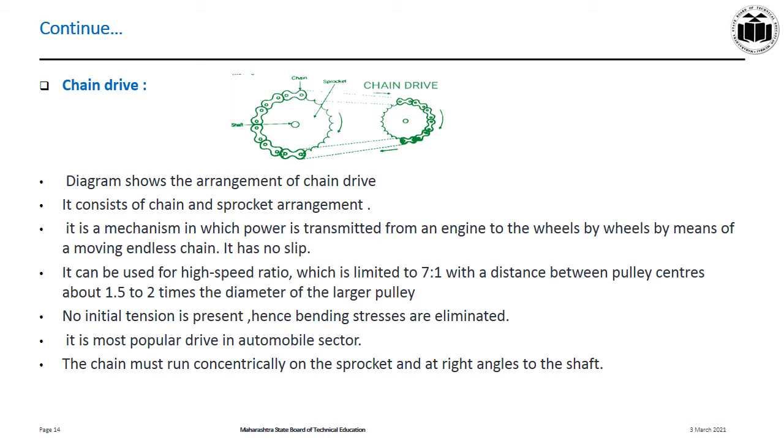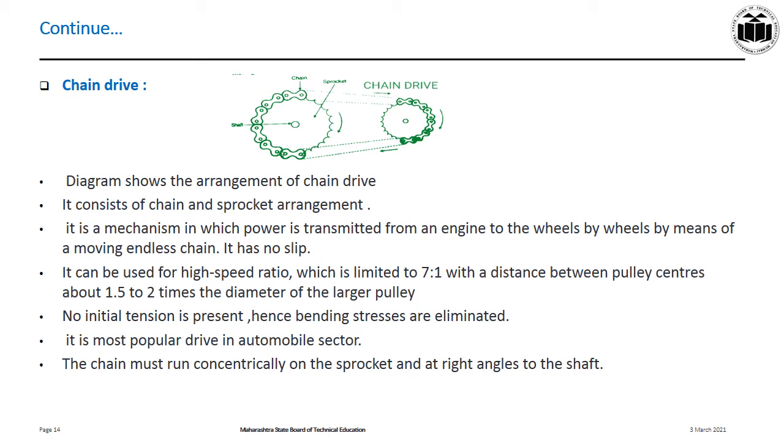Only by observation can we identify that it is a chain drive. We can recall it from our bicycle, or we see it in automobiles. So a chain drive is an arrangement of sprockets, a mechanism in which power is transmitted from an engine to the wheels by means of a moving endless chain.